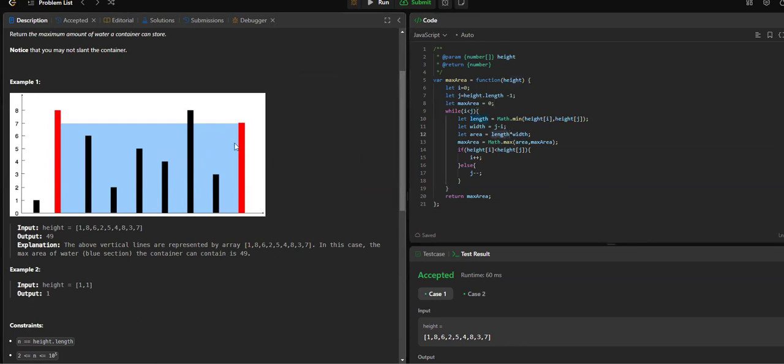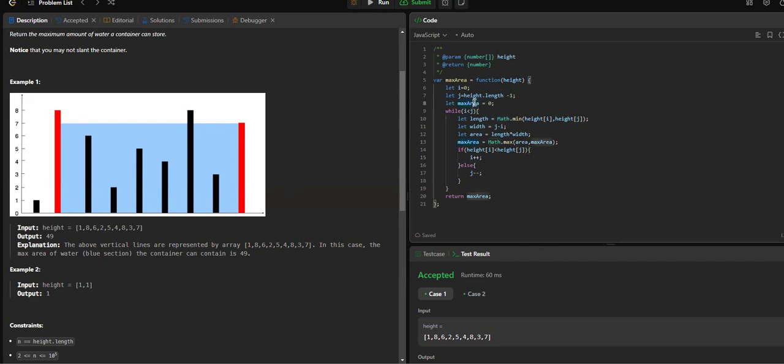What if this height is getting lower than the smaller value as well? In that scenario, your length is also getting decreased and the width is also getting decreased, so the area will always decrease as well. So anytime, whatever the smaller value is, that is going to contribute to finding the maximum area. So that was the crux of the problem.